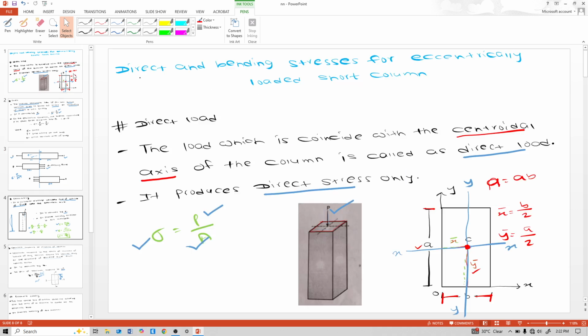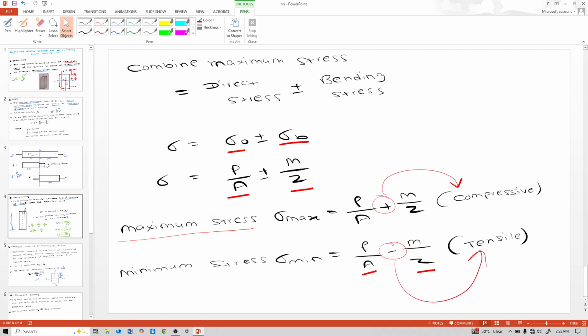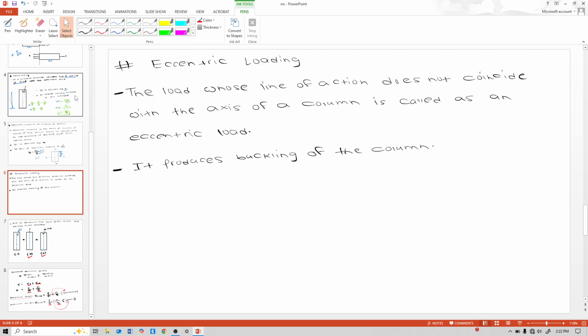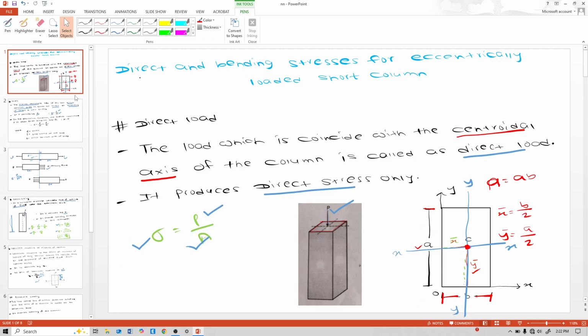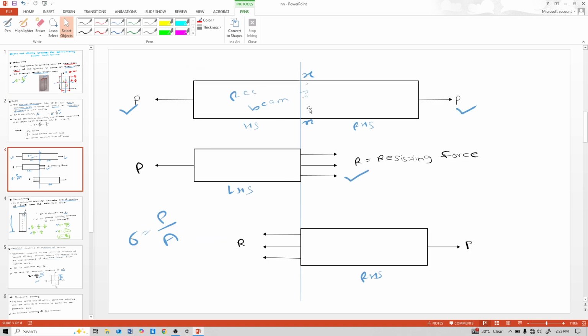So again, see, direct load is the load which coincides with the centroidal axis of the column. And what is the centroidal axis of the column? The axis which passes through the centroid of the column. Centroid is this C. And what is the centroid? The centroid of an area is the point at which the whole area of the lamina or figure is considered to be concentrated. Direct stress is P by A.